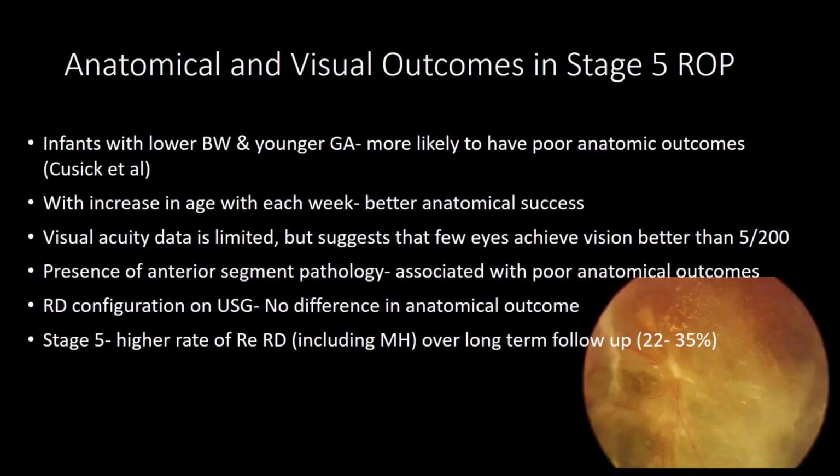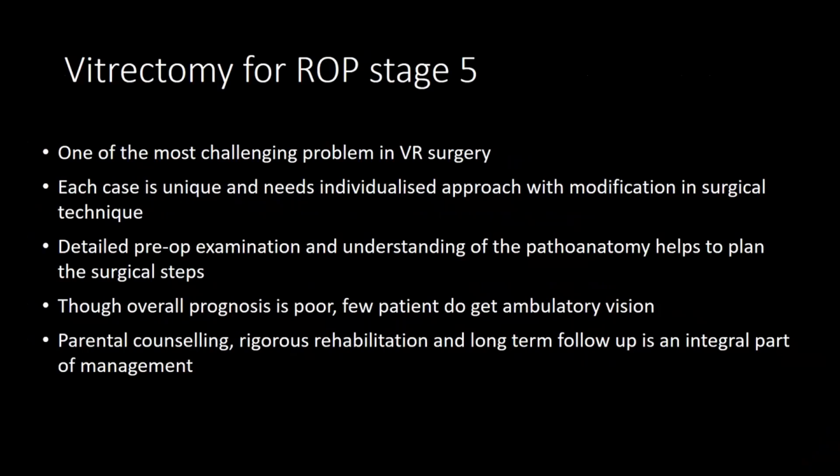Infants with lower birth weight and younger gestational age generally have a poor outcome. With increasing age, with each week, you have better anatomical outcome, but obviously functional outcome drops down. Presence of anterior segment pathology is usually associated with poor function. RD configuration on ultrasound generally shows no difference in anatomical outcome. And in stage 5, as I said, there is a higher rate of redetachment over long-term follow-up. As you see, almost 22 to 35% can redetach over a period.